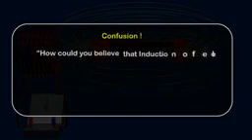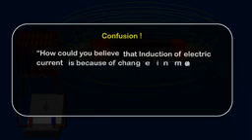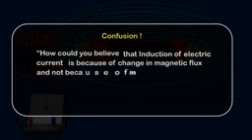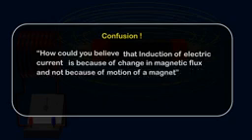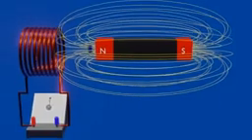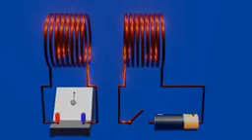It might have left you with the confusion of how you could believe that induction of electric current is because of change in magnetic flux and not because of motion of a magnet. To make it clear, let's do another experiment. This time, we will replace the magnet with another coil, which is connected in series with the battery in an open circuit.